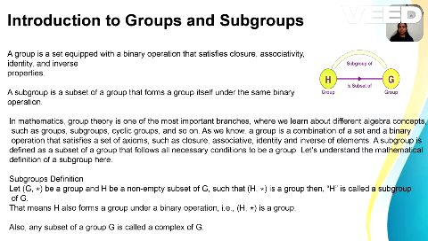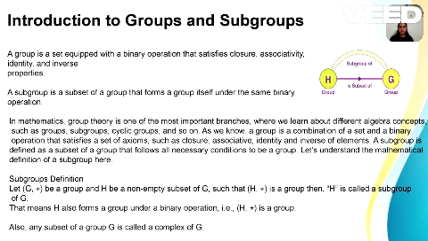In mathematics, group theory is one of the most important branches where we can learn about different algebra concepts such as groups, subgroups, cyclic groups, and so on. As we know, a group is a combination of a set and a binary operation that satisfies a set of axioms such as closure, associativity, identity, and inverse of elements. A subgroup is defined as a subset of a group that follows all necessary conditions to be a group.